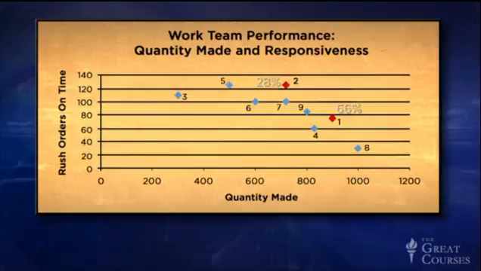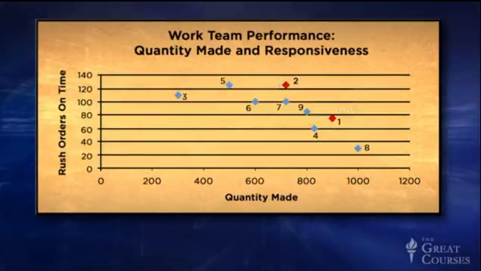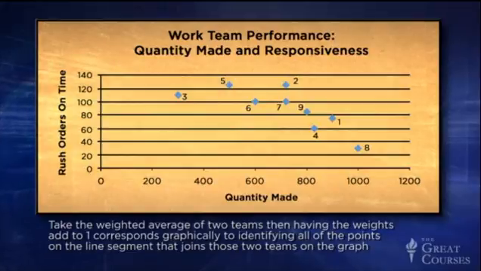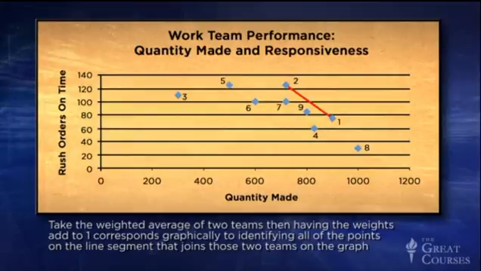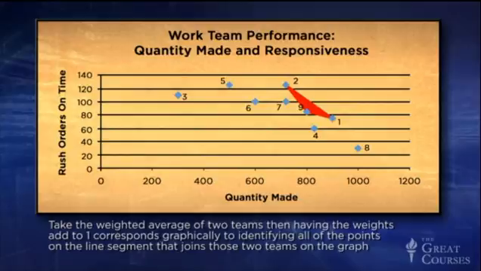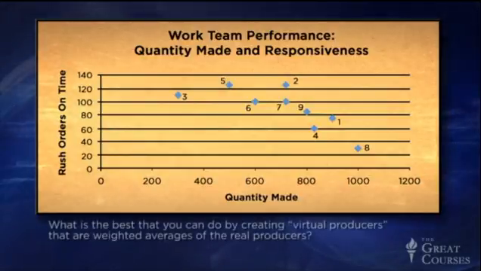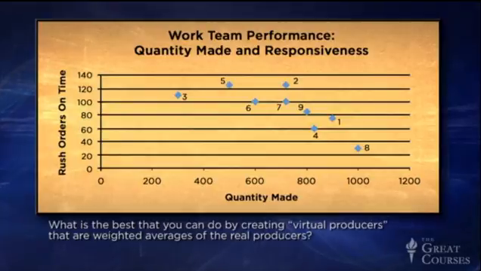Make sense? For a problem like this one, identical inputs and only two outputs, there's an even easier geometric way to think about what we're doing. Taking a weighted average of two teams and having the weights add to 1 corresponds graphically to identifying all of the points on the line segment that join those two teams on the graph. Combining more than two teams allows you to reach any point inside a region of which those teams are the corners. And what we're really looking for in DEA problems is the frontier. What's the best you can do by creating virtual producers that are weighted averages of real producers?